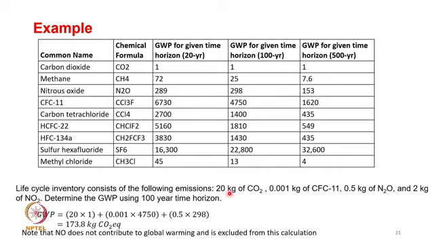Similarly, it is 0.5 times N2O. N2O is nitrous oxide, and it is 298 times 0.5, and you see the summation of that. NO2 is excluded because NO2 is typically not contributing to global warming.